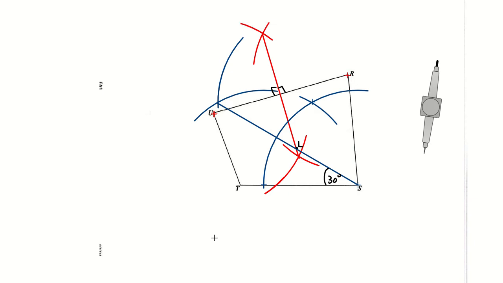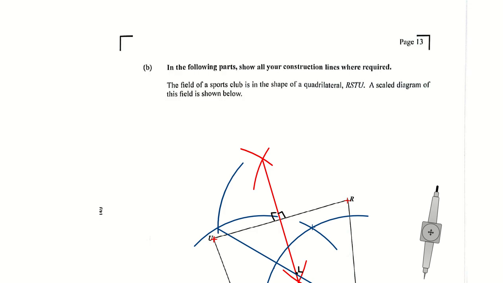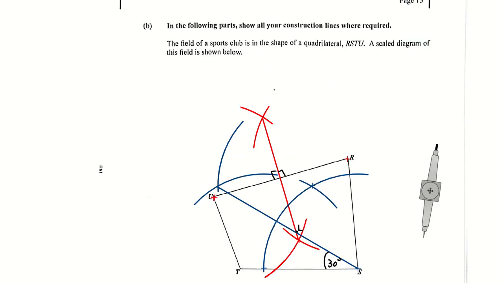Alright, so now we are going to go on to the next question here. Alright, that is it for number 3. So the hardest part in this, well, I think the most difficult part was part B, which was 5 marks.